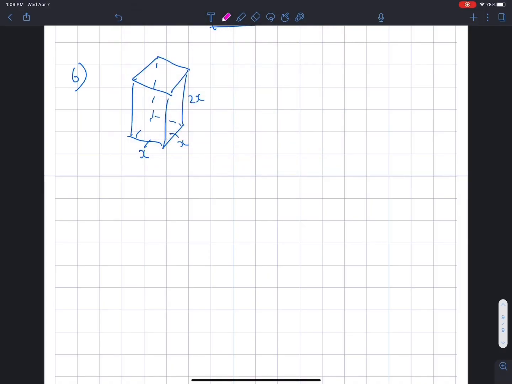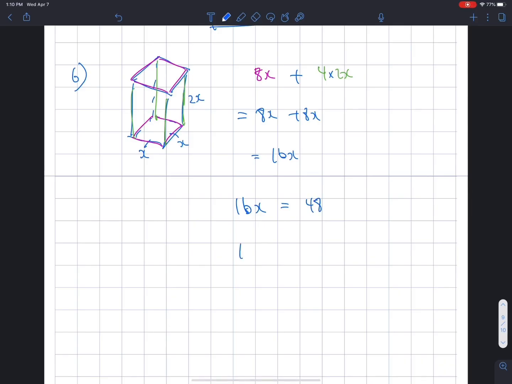So again, just need to count these edges. 1, 2, 3, 4, 5, 6, 7, 8. So that's 8x, because each one has a length of x. And then I have 1, 2, 3, 4, the edges that are standing or vertical. So that's 4 times 2x, because each of the vertical edges has a length of 2x. So we have 8x plus 8x, that's 16x. We were told that 16x equals the sum of all the edges, which is 48. So now we divide both sides by 16. We get x equals 3.